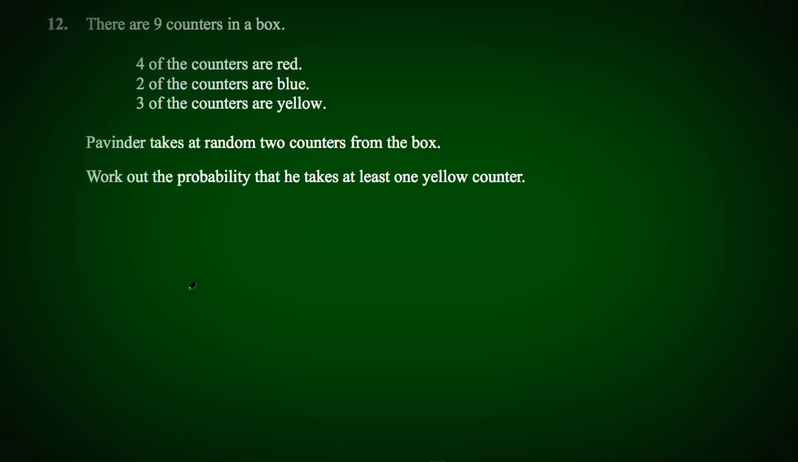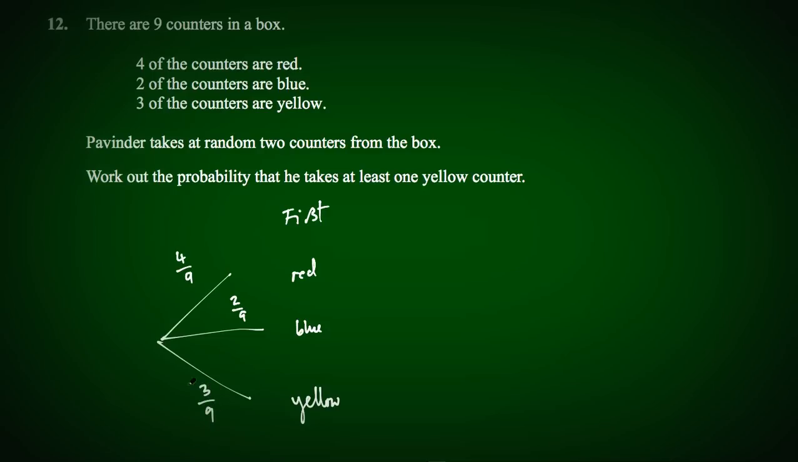So, the way he could do this involves setting up a tree diagram, but there are 3 possibilities at the start. So, first counter could be red, or blue, or yellow. And probability of red is 4/9, probability of blue is 2/9, and probability of yellow is 3/9. I'm going to leave them as ninths, even though that simplifies to a third, because my further calculations will need to have the same denominators.